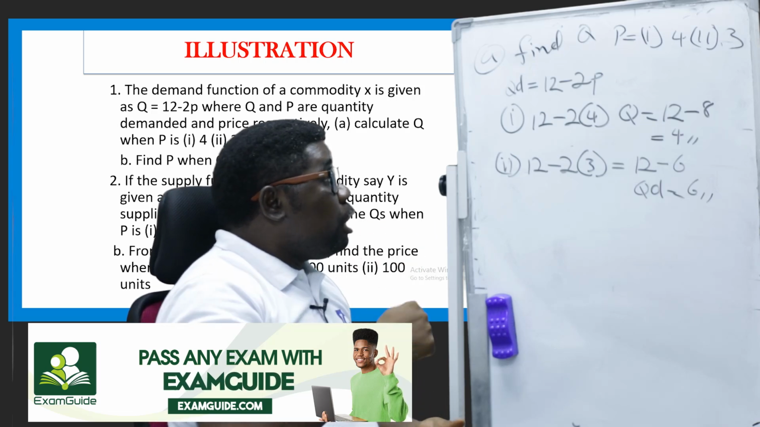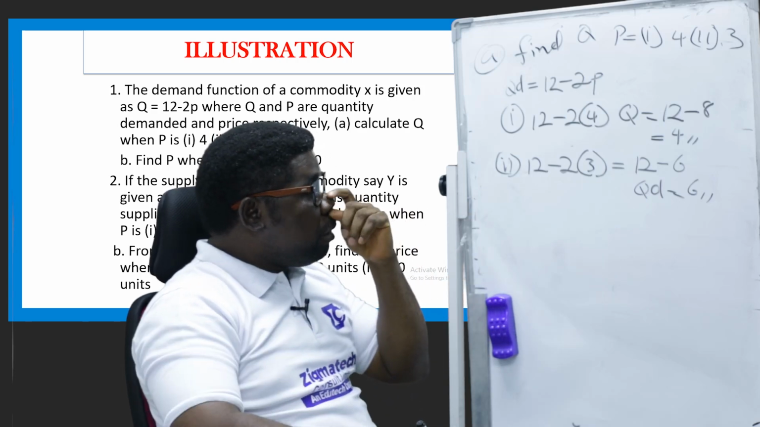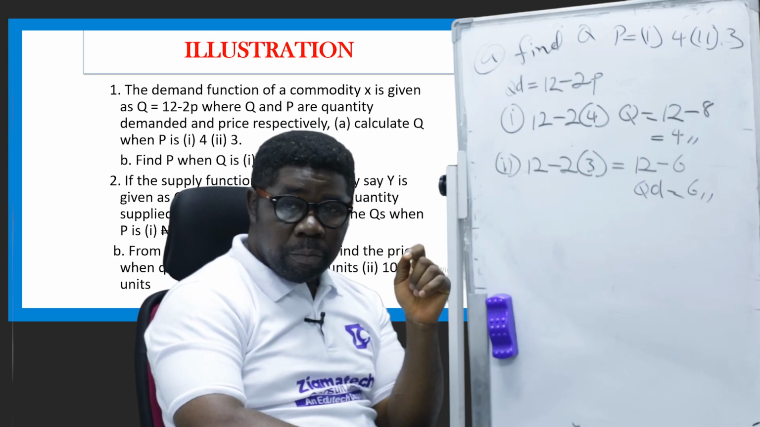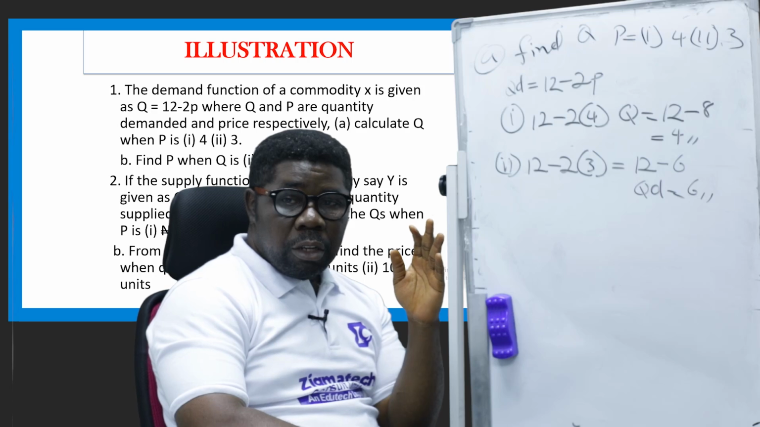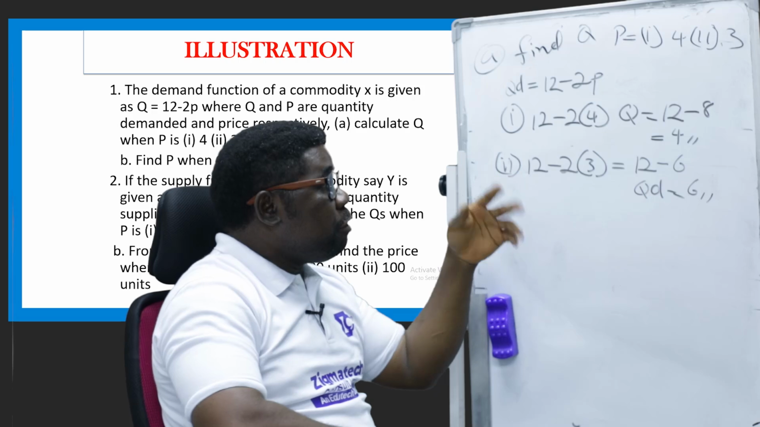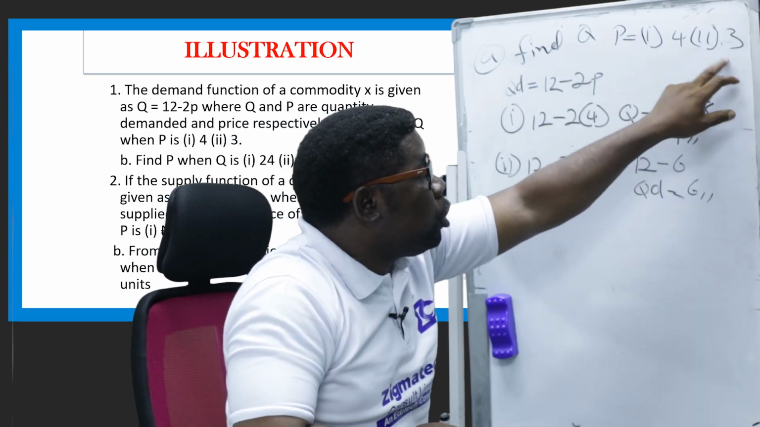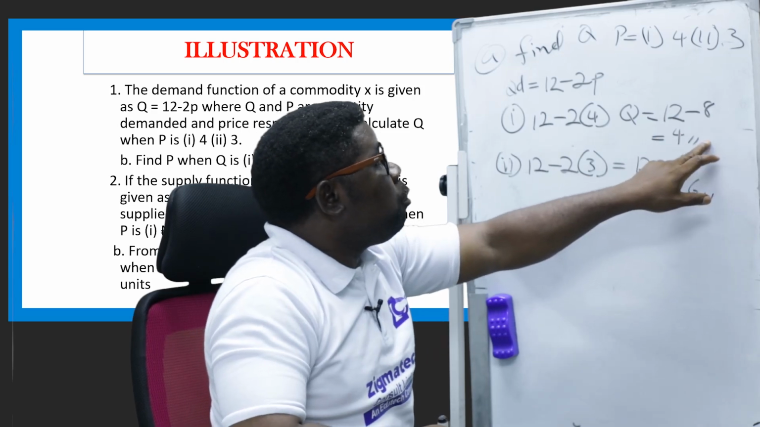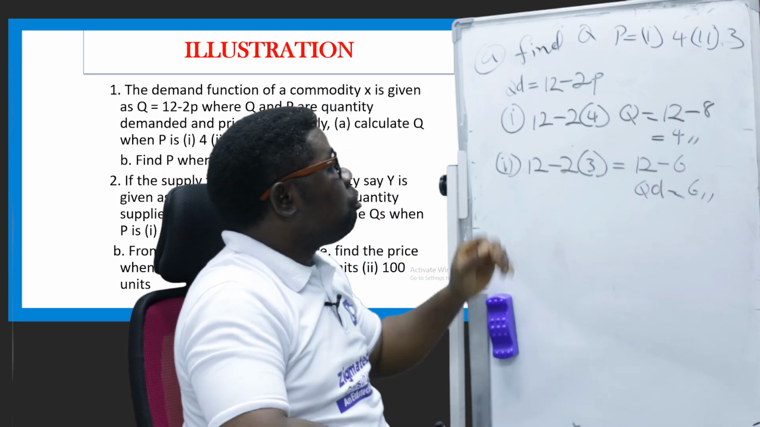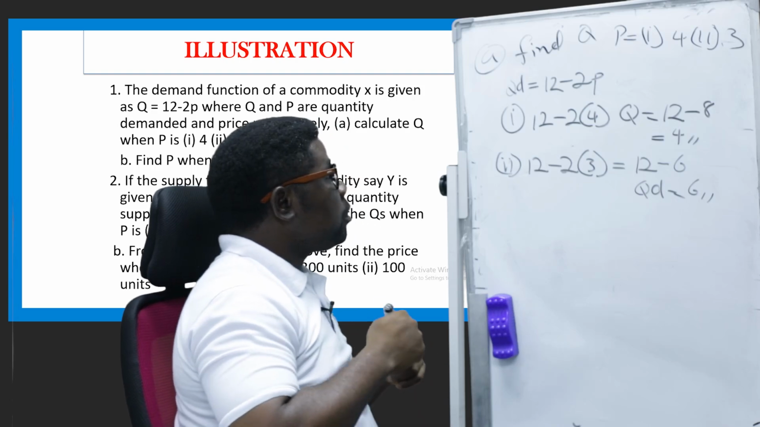If you remember the law of demand, it says the higher the price, the lower the quantity that will be demanded. The lower the price, the higher the quantity that will be demanded. So vice versa. You see that when the price was 4, 4 was demanded, and 6 was demanded when the price dropped from 4 to 3. So the law of demand is applicable here. You can see it clearly. This is for A.